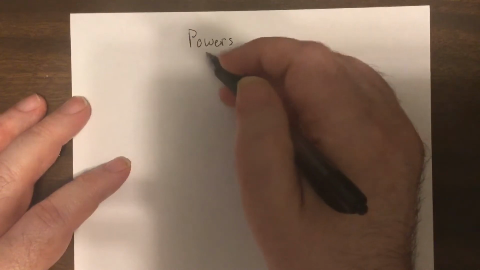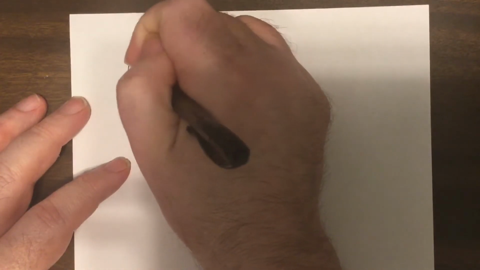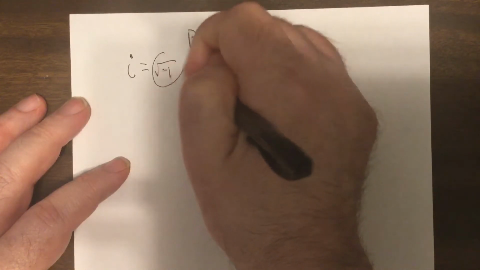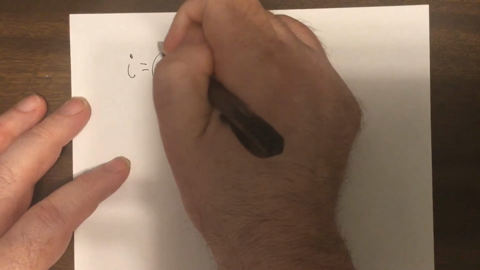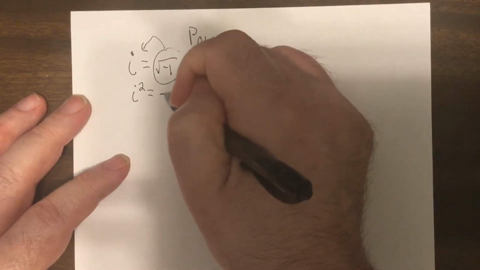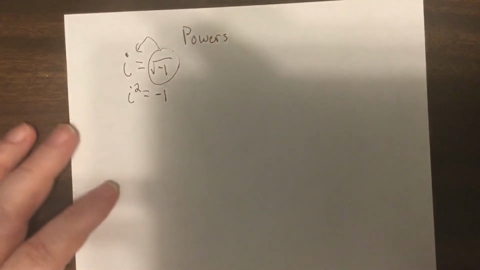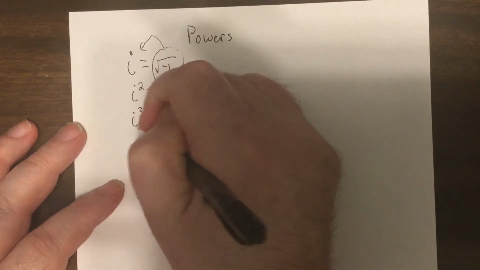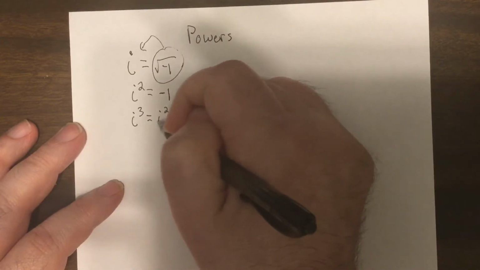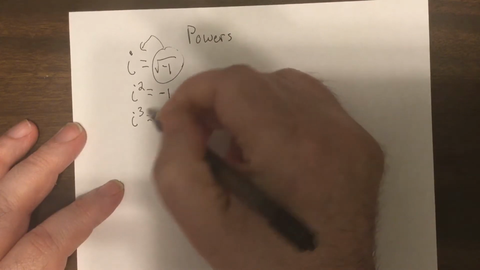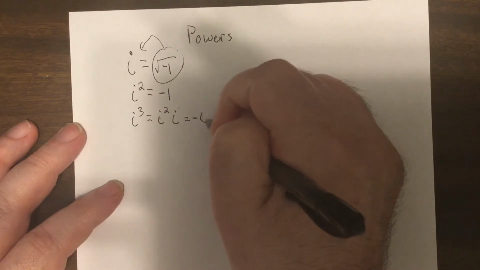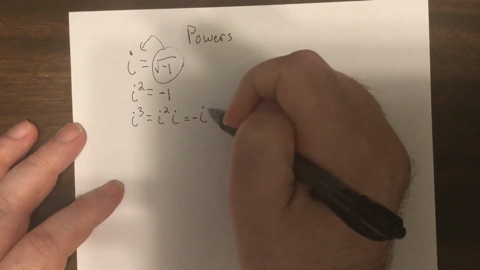So powers of imaginaries. So we know that i is the square root of -1. Now, you never write square root of -1 anymore in the answer. It's always i. We know that i squared is -1. You do switch that. So i cubed would be i squared times i, because when you multiply two things same base, you add. 2 plus 1 is 3. But we know that i squared is -1, so it'd be -1 times i, which is -i.